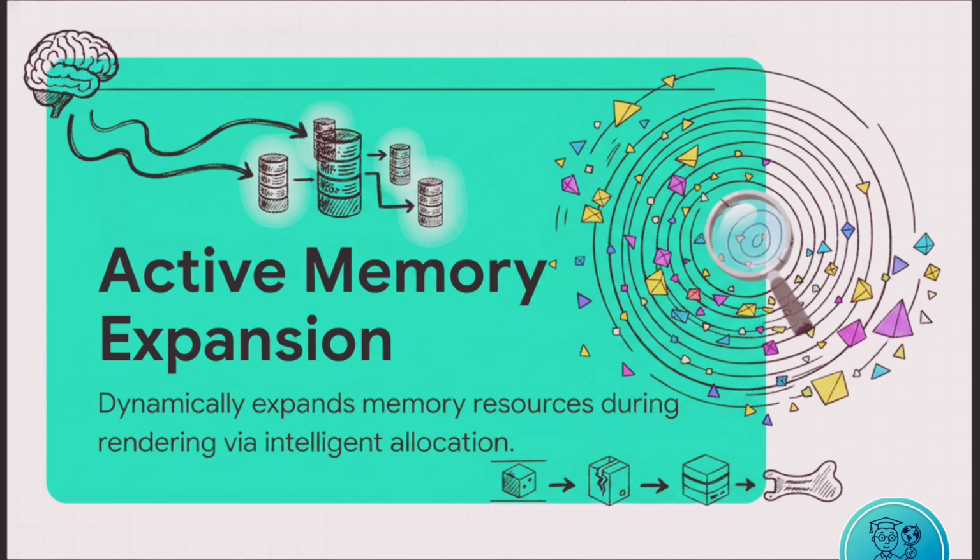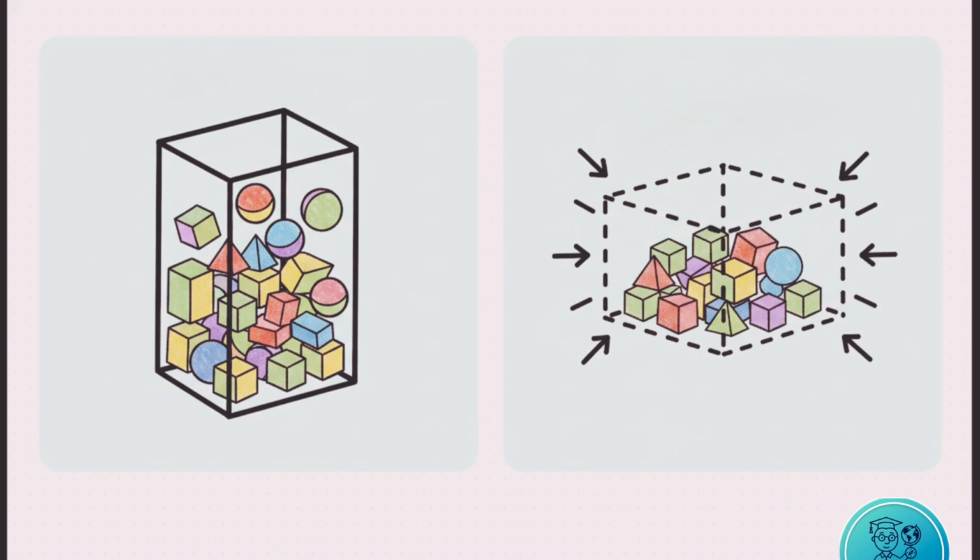Instead of a rigid system where memory just runs out and everything crashes or stutters, this system intelligently adapts to the workload in real time. It's constantly anticipating exactly what the renderer is going to need next. To really grasp this, let's contrast the old, rigid, static memory configurations with the new dynamic resource allocation.